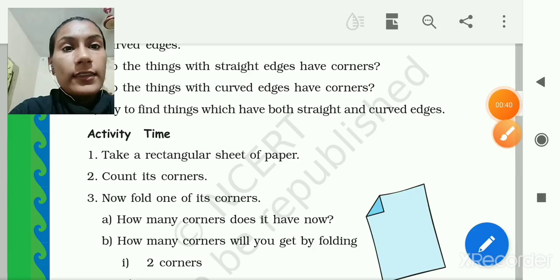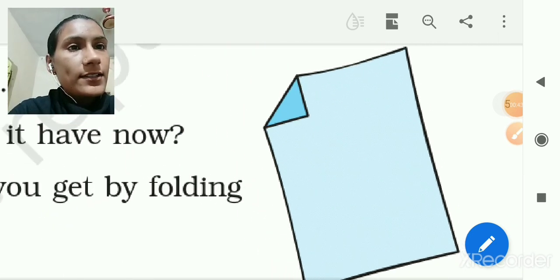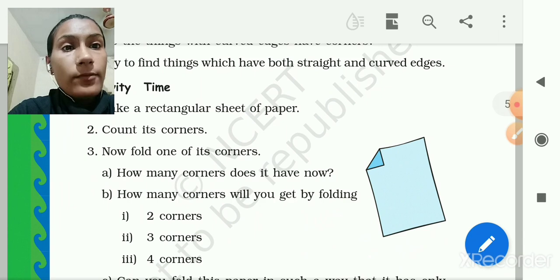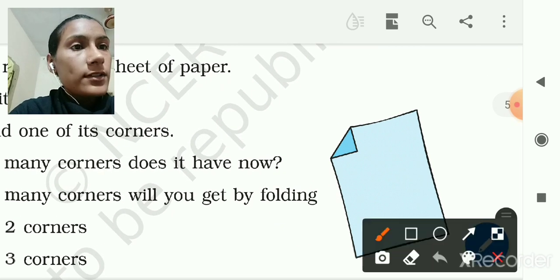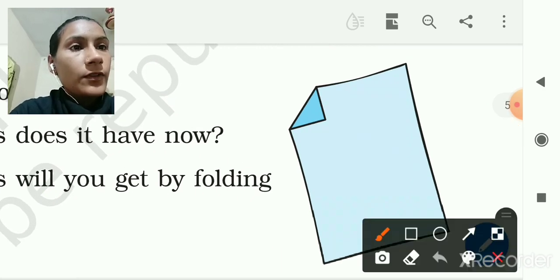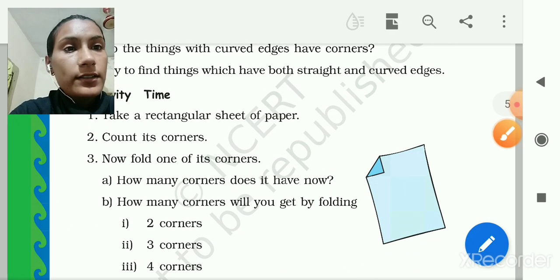So 4 corners. Now fold one of its corners, you can see like this. Then how many corners does it have now? Let's count: 1, 2, 3, 4, 5 and 6. So 6 corners.